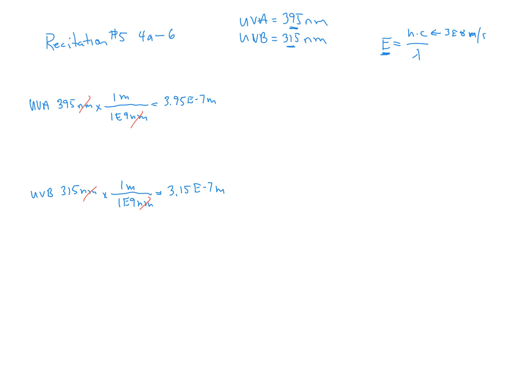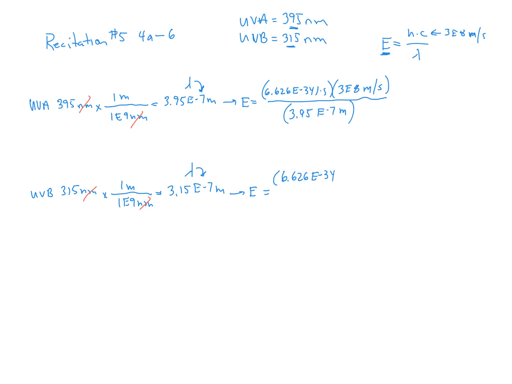Now I can find the energy because I have my wavelength. Energy equals Planck's constant, 6.626 e to the negative 34 joules times seconds, times my speed of light, 3 e to the 8th meters per second, all over my wavelength, 3.95 e to the minus 7 meters. Same calculation here: energy equals Planck's constant, 6.626 e to the negative 34 joules times seconds, times the speed of light, 3 e to the 8th meters per second, all over my wavelength of 3.15 e to the negative 7 meters.